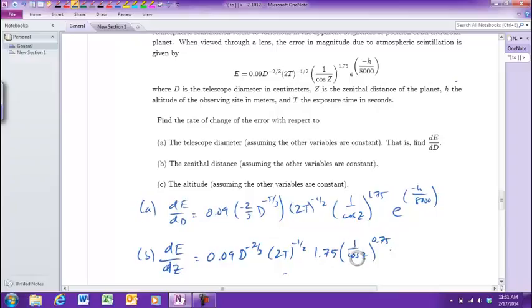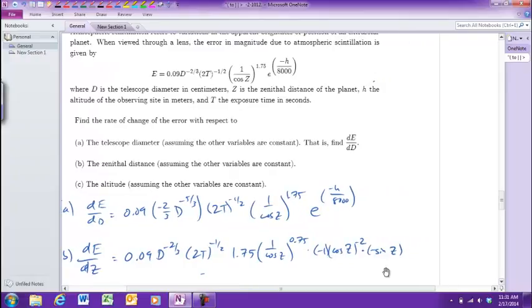Then I multiply by the derivative of what's on the inside here. Well, 1 over cosine z, that's like cosine of z to the negative 1. So that's negative 1 times cosine of z to the negative 2 power times the derivative of cosine, which is negative sine. And then I also multiply that, I know I'm running off the page now, by e to the negative h over 8,000.